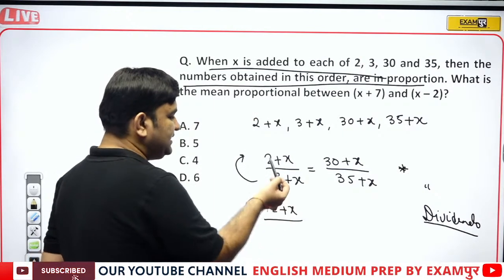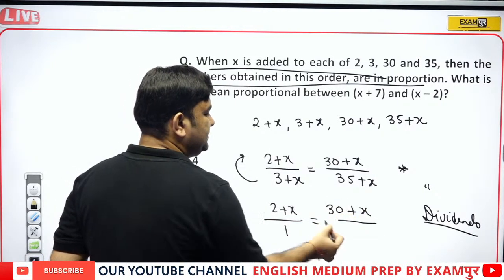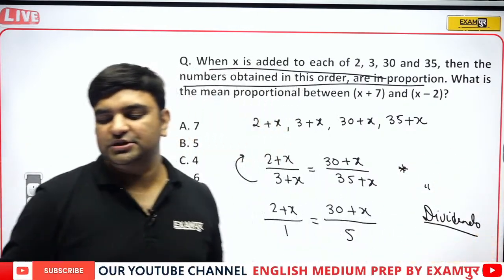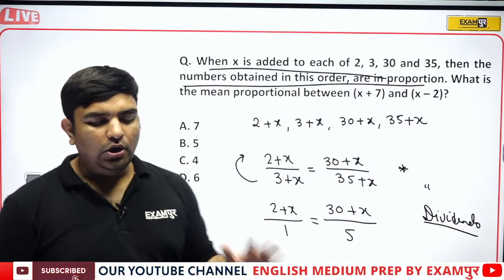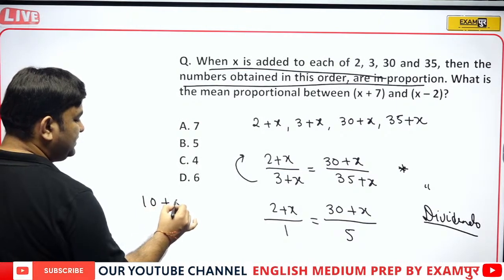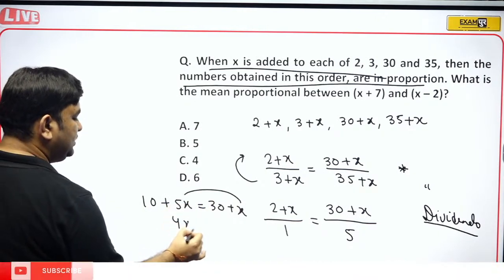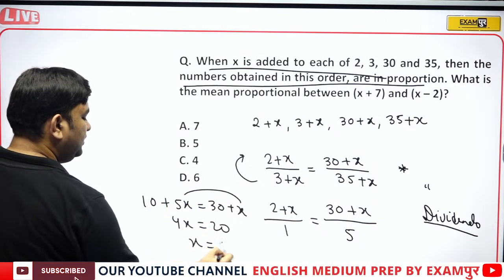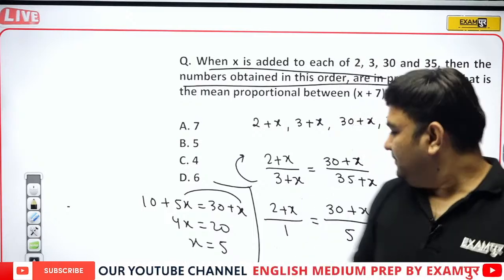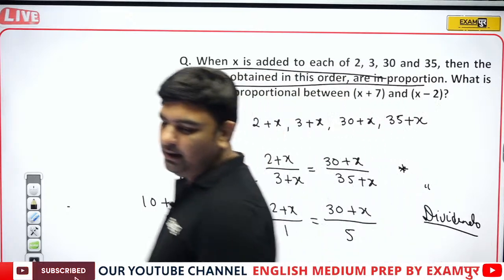So I'm applying 3 plus x minus 2 plus x, 1. 35 plus x minus 30 minus x, 5. A long looking problem has just become nothing. You will say, sir, 10 plus 5x is equal to 30 plus x. 4x is equal to 20. Amazing, guys, amazing. A bad looking calculation has reduced to an easy looking calculation.